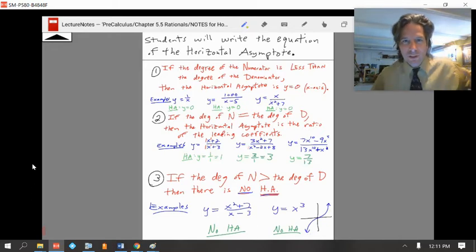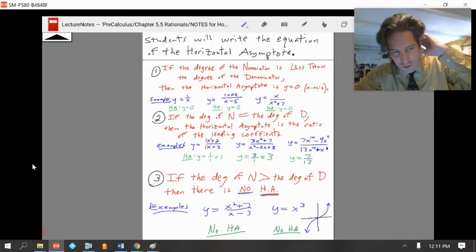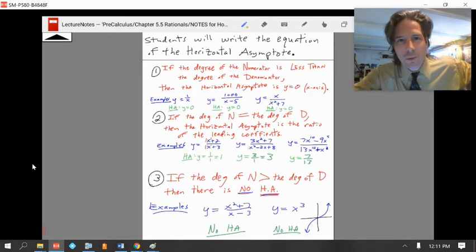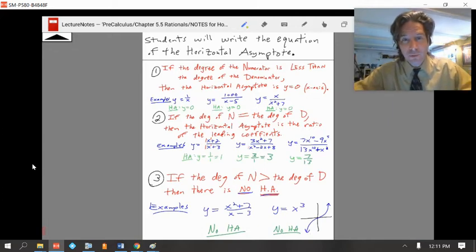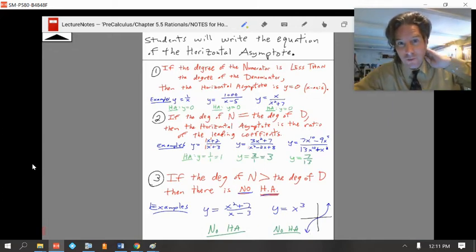function, right? So this whole unit is on functions that are fractions. So if you have other functions, like say y equals cosine of x, that's not a rational function. Maybe it has a horizontal asymptote, maybe it doesn't, right? There's different rules that apply. But these are the three rules that apply to rational functions.